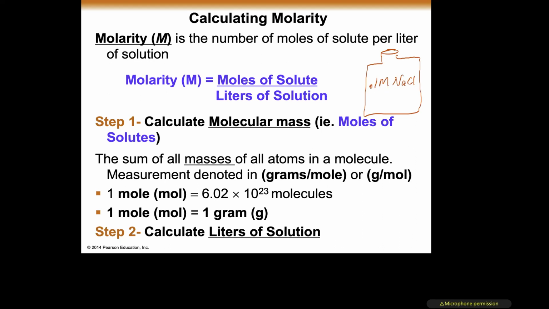When I'm talking about that, I'm talking about how much concentration of sodium chloride is in the solution in comparison to the liquid in the solution. So that's what we need to understand and know molarity for.